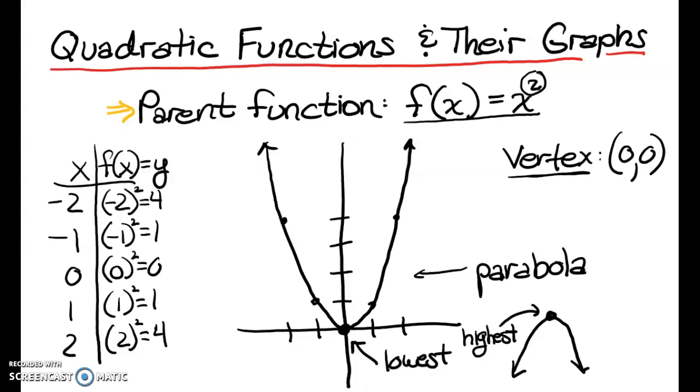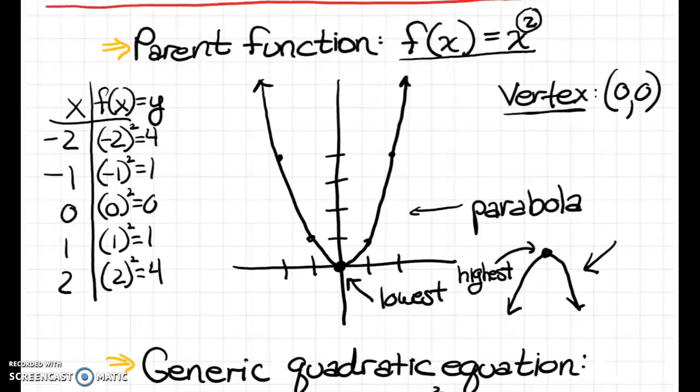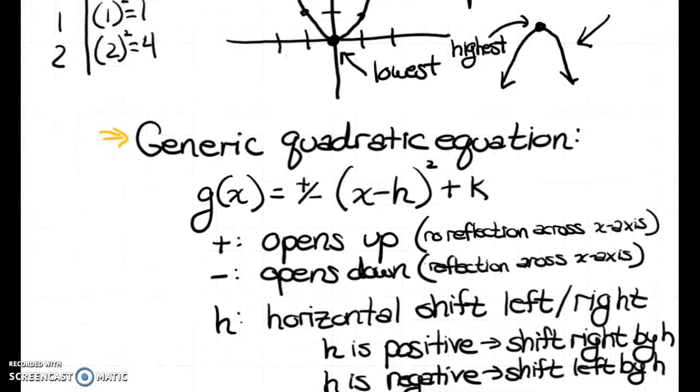But not all parabolas have to have a vertex at 0, 0. They can be moved left or right. They can be moved up and down. And like I drew in this picture right here, they can actually be flipped upside down and open down. So what is the basic or the generic form of a parabola? What does that equation look like?